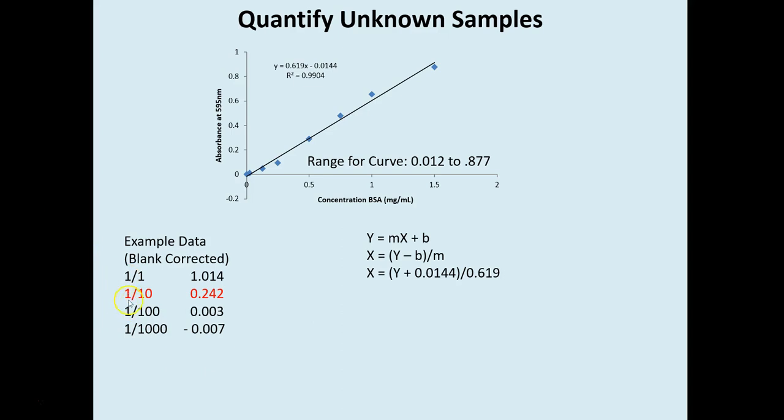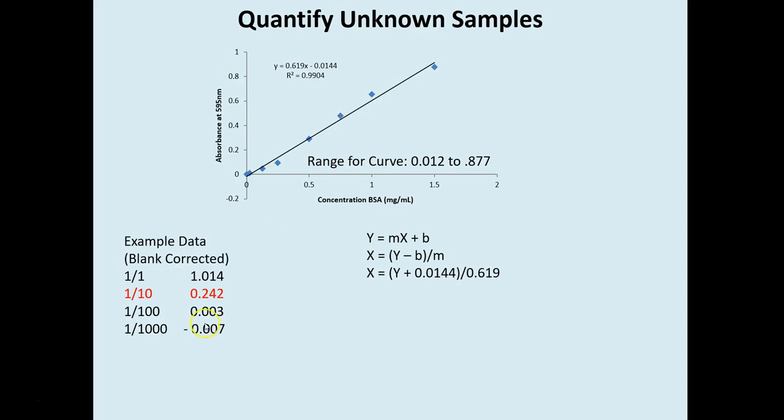So in this example set, I've been provided with your undiluted sample, so it's just the sample by itself. And then I have a 1/10, a 1/100, and a 1/1000. So these are probably serial dilutions of proteins. When you look at them, the first one gave a blank corrected absorbance. So I've already removed the water-only absorbance from there. It gave an absorbance of 1.014. And that's definitely outside the standard curve range. So this would not be a good one to use unless I have no choice.